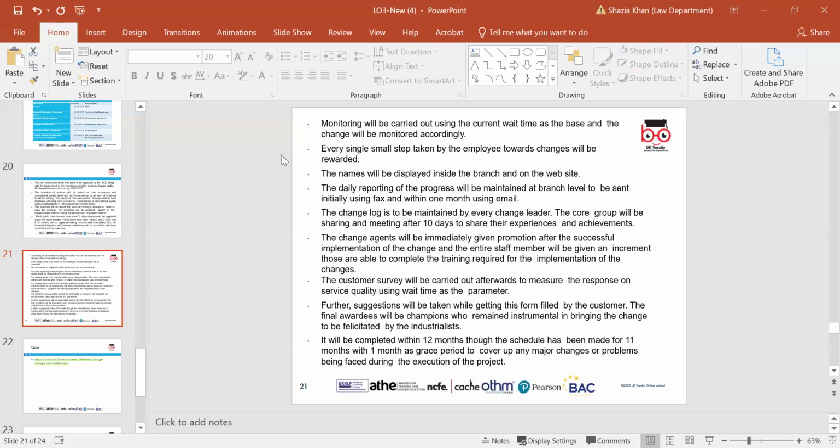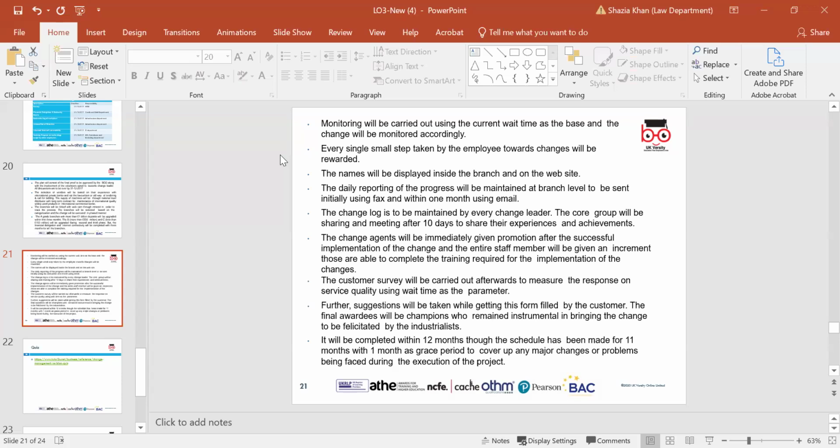The change agents will be immediately given promotion after the successful implementation of the change, and the entire staff member will be given an increment, those who are able to complete the training required by the implementation of the changes.